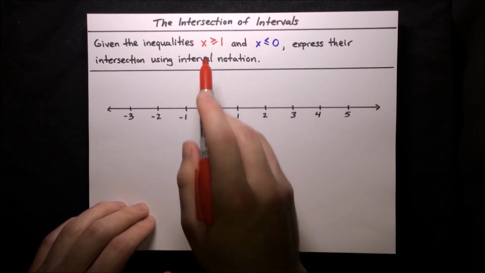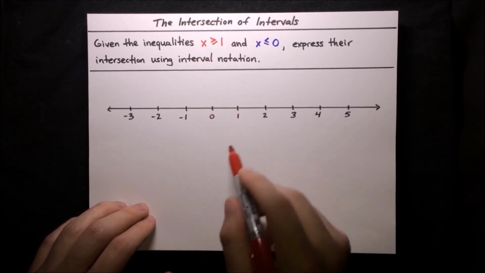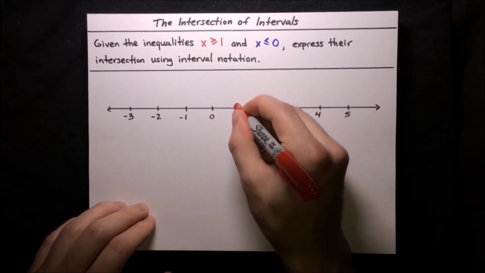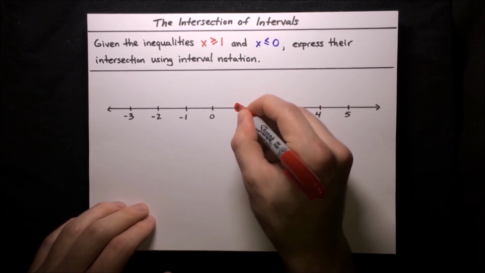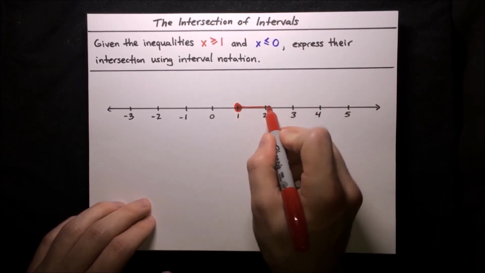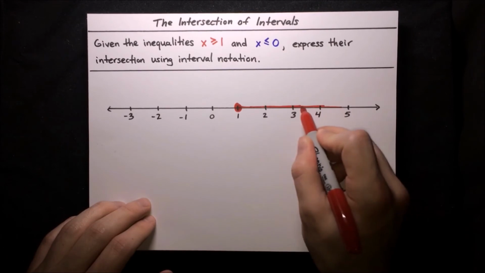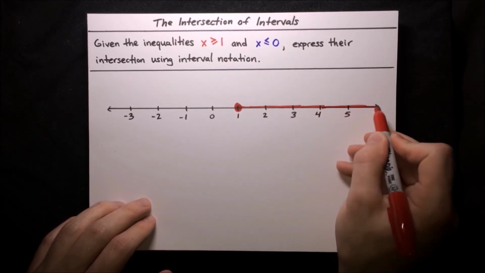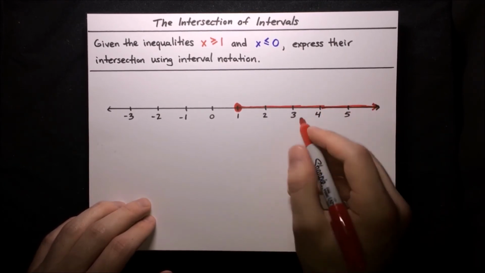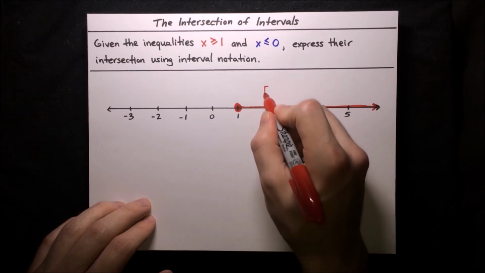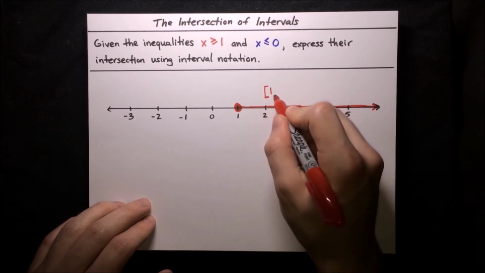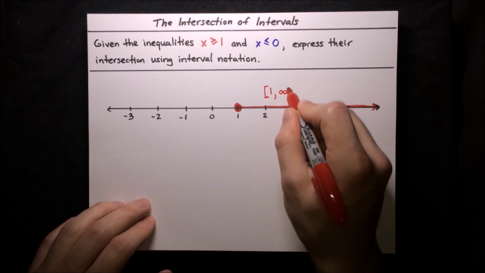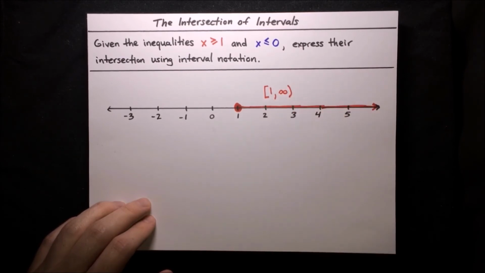So x is greater than or equal to 1, that starts at 1, of course, and then it goes greater than 1, so it goes to the right this way. So let's go ahead and draw that in, and we can also label that with the interval. So in interval notation, that's starting at 1, including 1, so that gets a bracket, and going to infinity. So infinity gets a parenthesis.